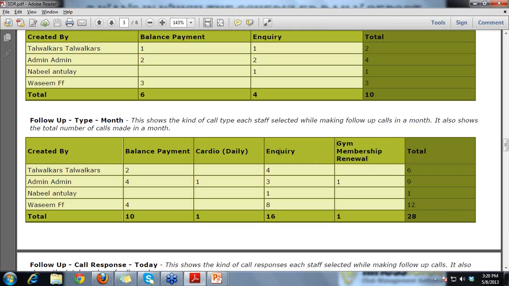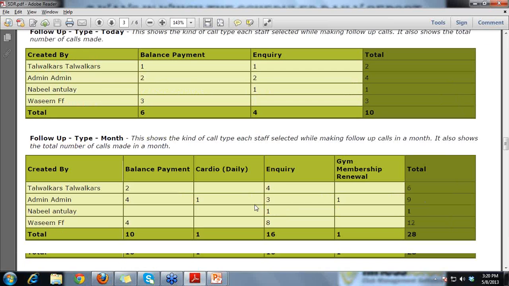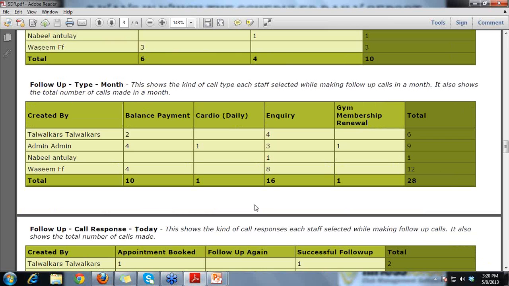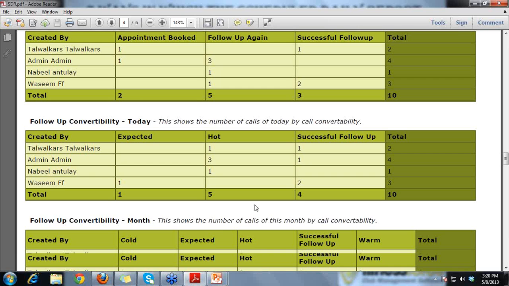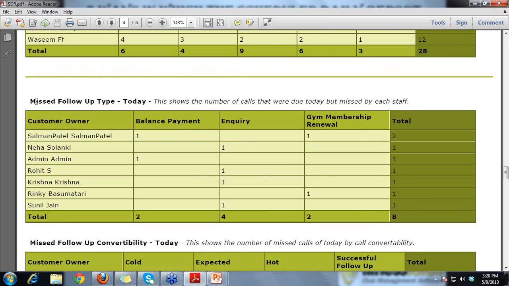So this is the first aspect of the follow-ups, where you get to know how many follow-ups they are doing in the day. Now the second aspect of the same is missed follow-up. It shows you how many follow-ups they have missed. So the first thing is how many follow-ups they have missed on that particular day. On that particular day they have missed a total of 8 follow-ups.